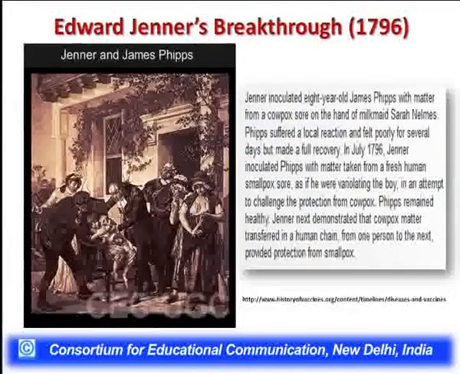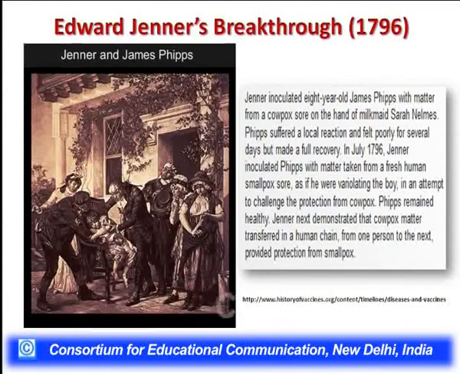Subsequently, they found that the boy who was inoculated with the cowpox pustules developed resistance, or an immune response, to the smallpox viruses. Jenner next demonstrated that cowpox matter transferred in a human chain from one person to another provided protection from smallpox. So that's how the first breakthrough for the development of vaccine studies came into the picture.